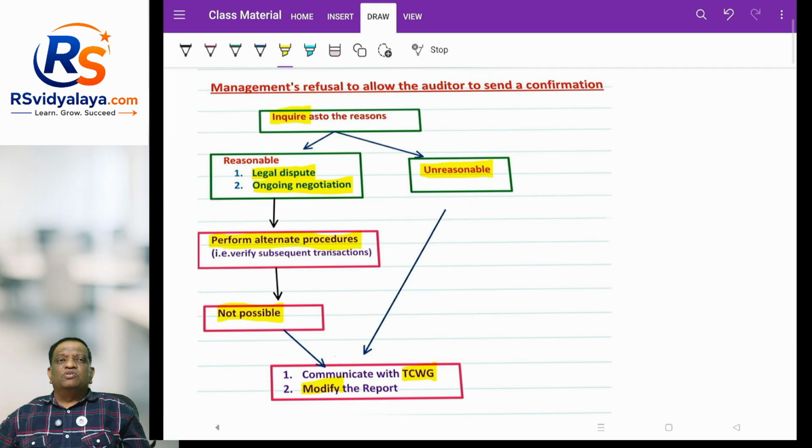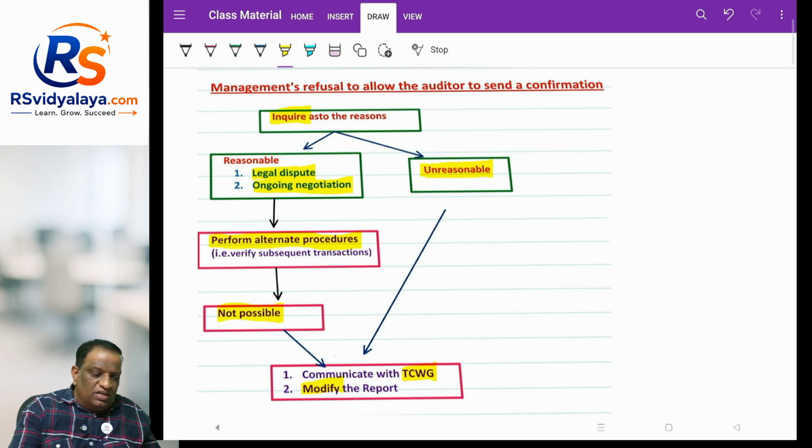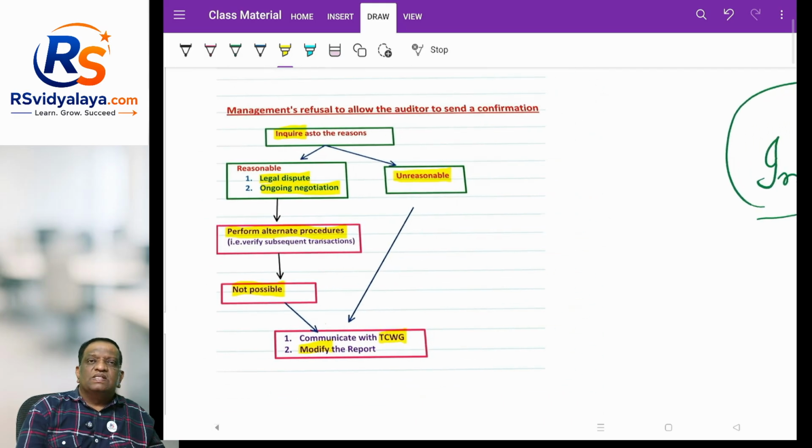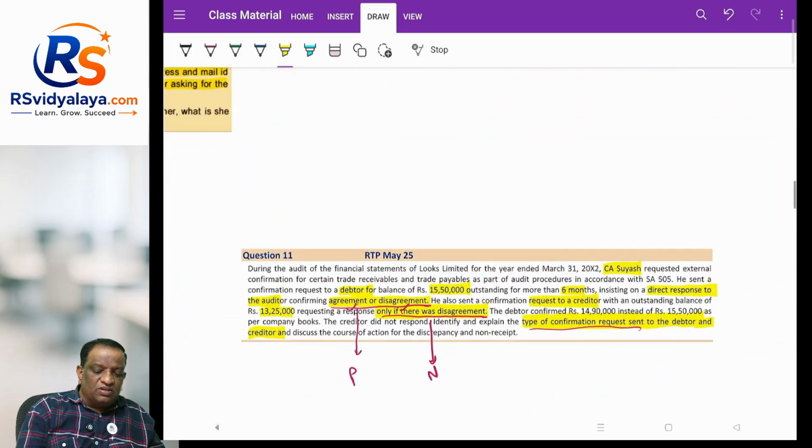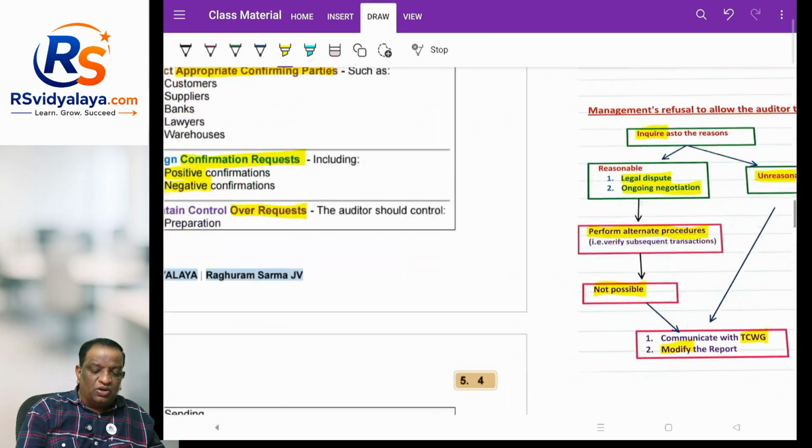That is, they don't seem to be correct. So then I suspect a fraud risk possibility over there. Therefore, I communicate that matter to those charged with governance, trying to seek their help in resolving it. If they help, it is all right. But if they are also not supporting, then I will straight away modify the report, because obtaining external confirmation is mandatory for me. If I am not allowed that, then I will modify the report. So this is the concept on this particular topic.